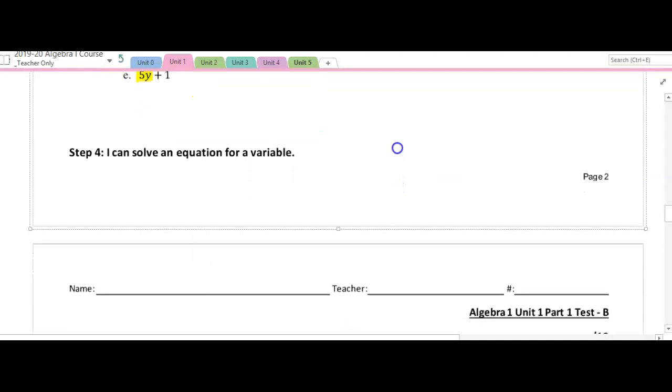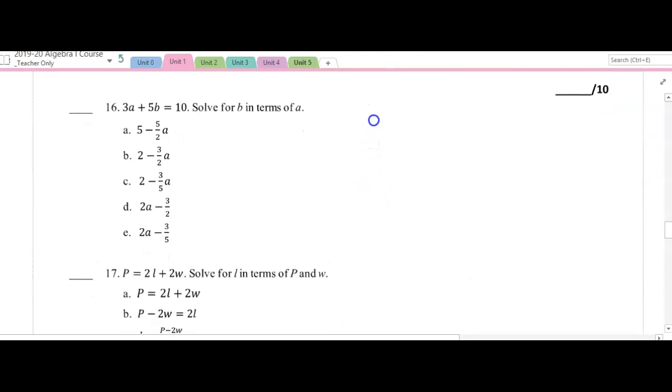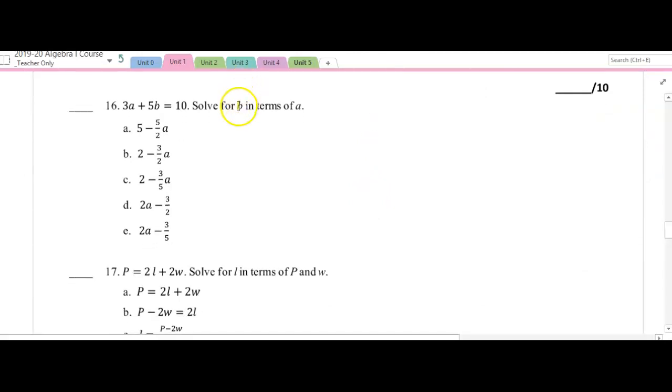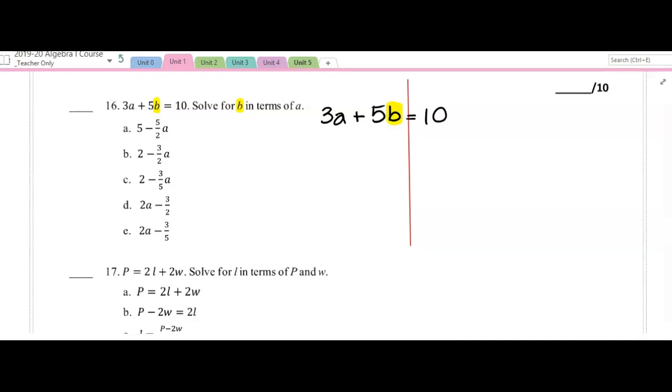The next concept is solving an equation for a variable. Here, they tell me to solve for b, so I'm going to highlight the b. In fact, I'm going to rewrite the problem over here. 3a plus 5b equals 10, so that I can actually show my work a little bit better. I always like to put a line through my equal sign to keep the two sides of the equation the same, to keep them balanced, so I can keep track of what's on the left and what's on the right.